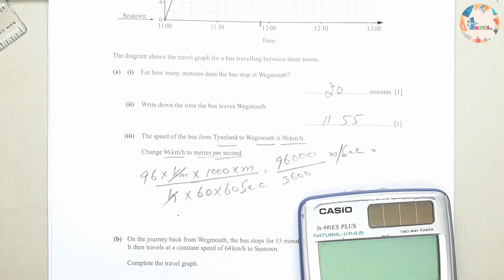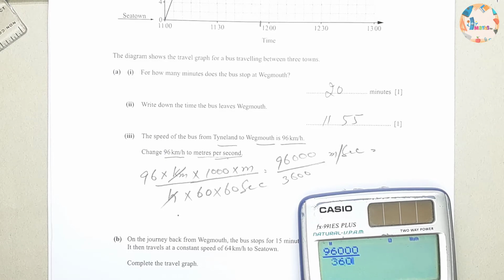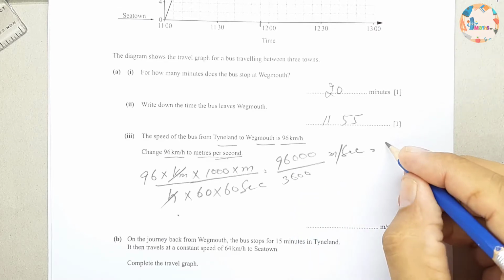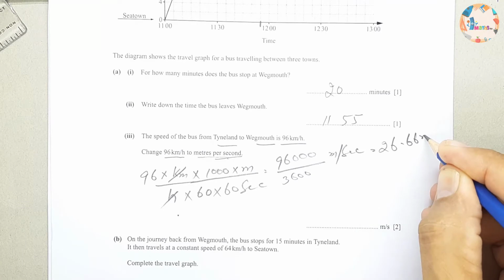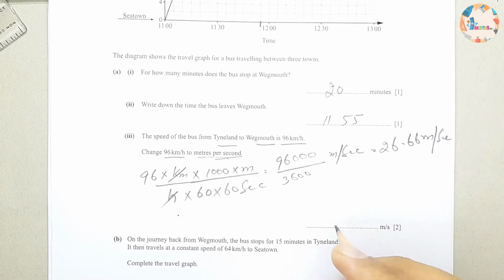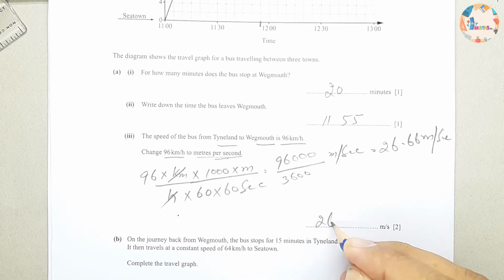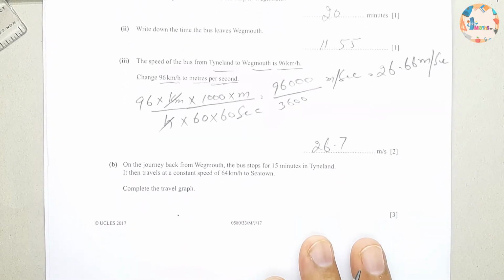96000 divided by 3600 will be equal to 26.66. So 26.66 meter per second, and our answer will be 26.7 meter per second.